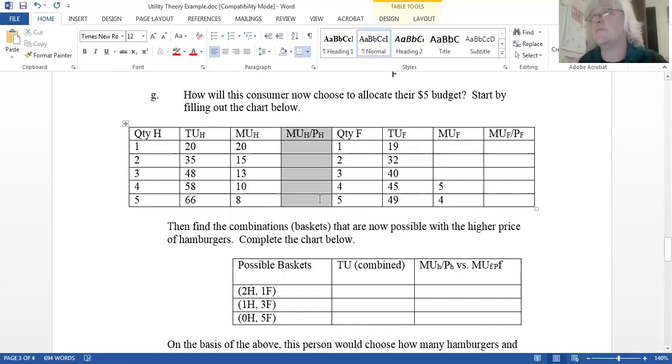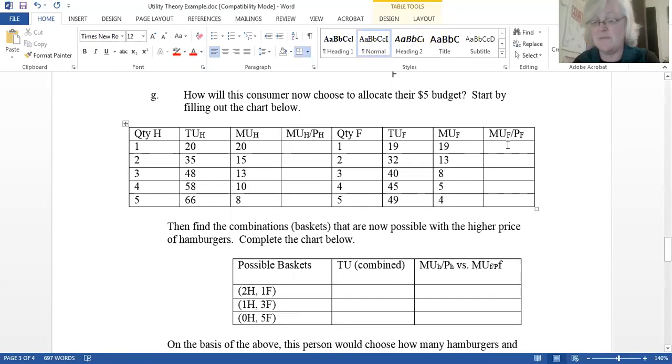So this column for marginal utility of hamburgers per price of hamburgers is going to be different. Over here for the French fries, it's going to be the same as it was in the original table because the price of French fries did not change. So this is 19, this is 13. Again, I'm just reproducing the numbers from the table before.